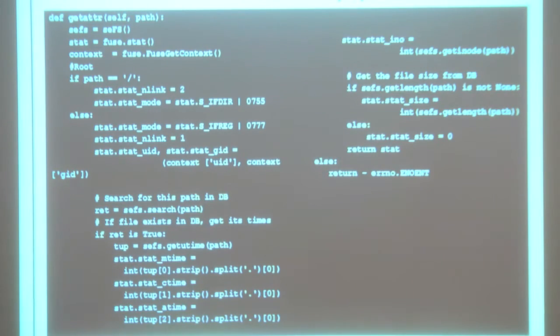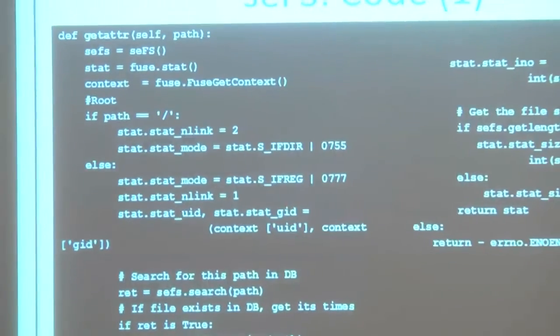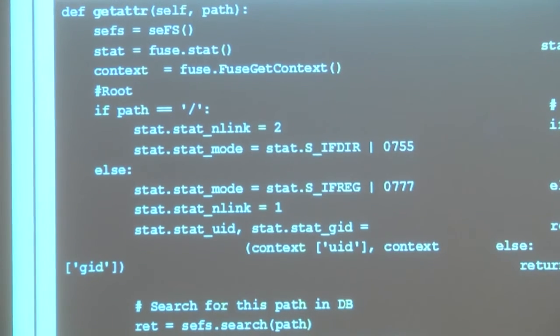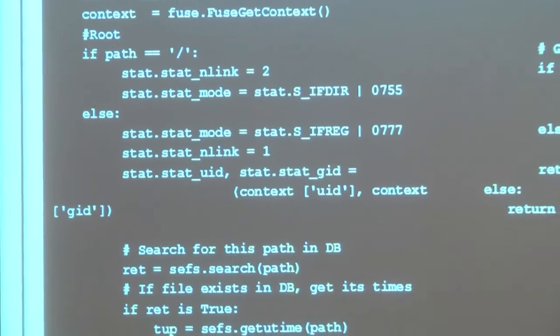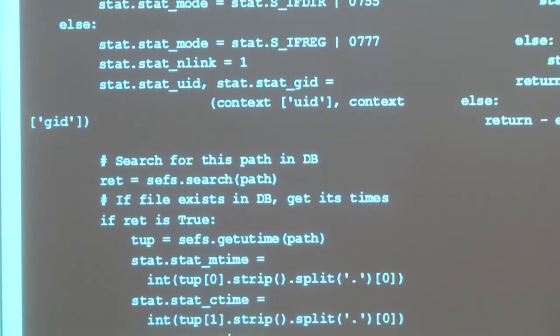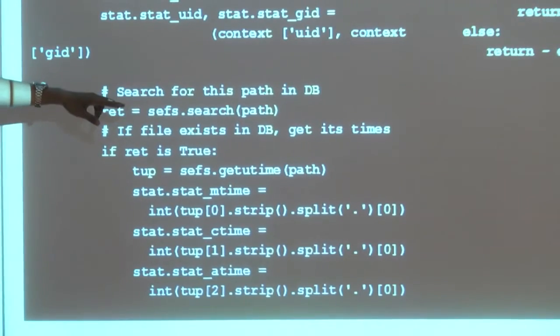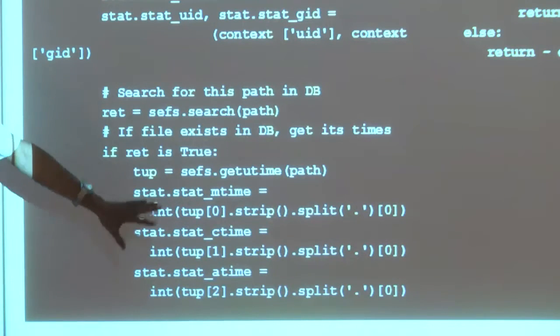If it is root, then you just set the mode of this file as a directory, and the permission that you want to set. Otherwise it's a regular file. You set nlink, the number of links this file has. For root you have 2, because of the parent and the current directory. For any regular file you have only 1 link. You set the UID and GID with the context information. Then again we are doing a search in the database. We see if this path exists in the database or not. If it exists, we get all the times from the database, read them, and fill in all the information. If it doesn't exist, we say that the file doesn't exist.